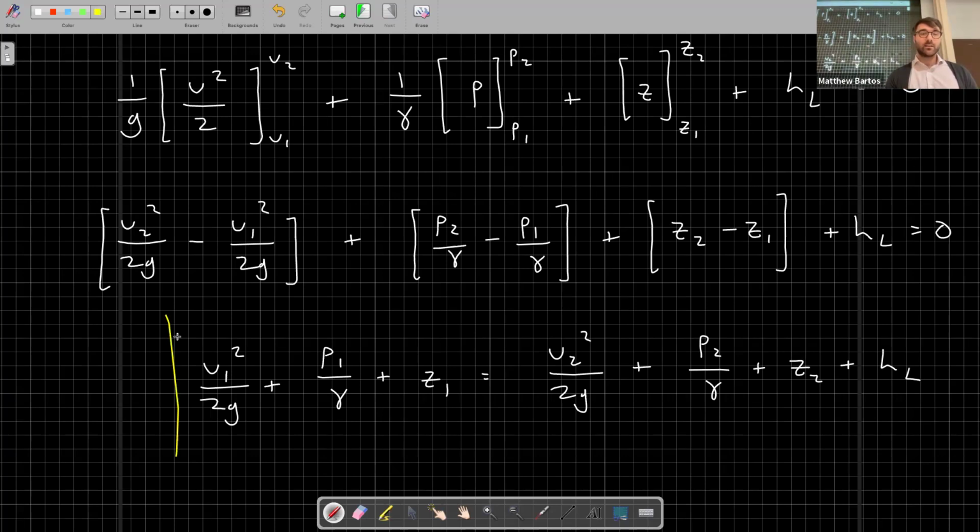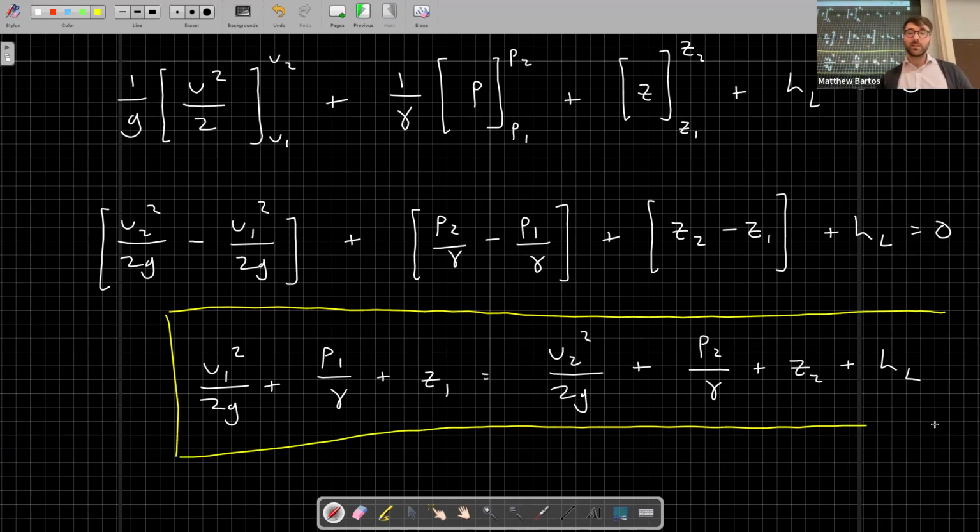And this is the energy equation. So you probably remember this from fluid mechanics. This is probably the equation that we're going to be using most extensively in this class. So we're going to be using it throughout the entire course. I would definitely commit it to memory.